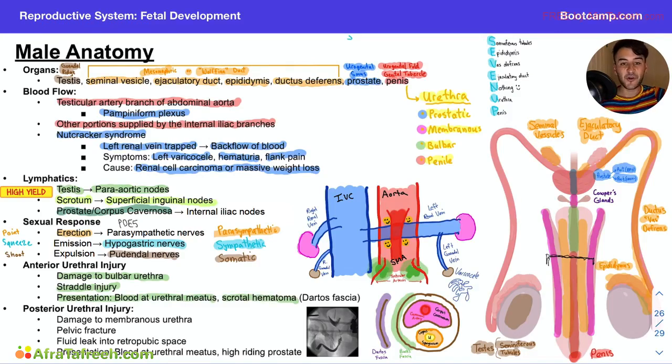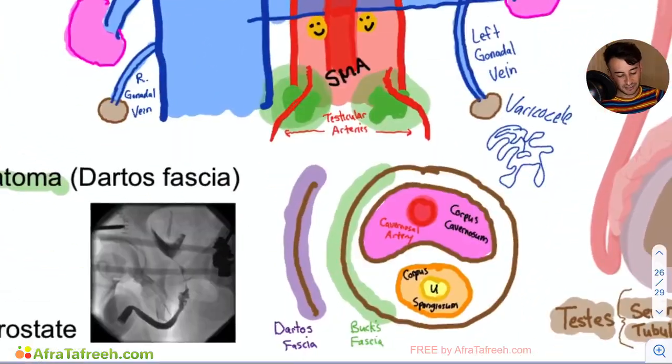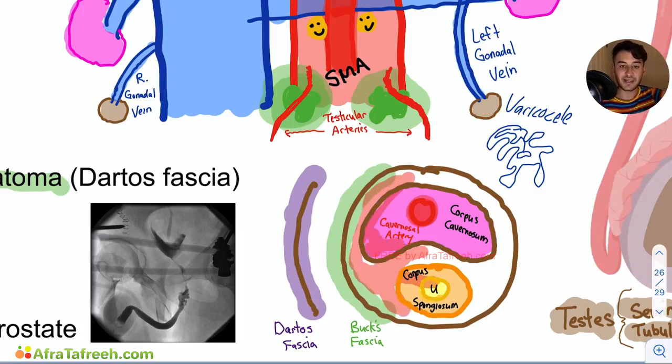Let's talk more about how this happens by looking at our little cross section here of our penis. You'll notice here's our cavernosal artery. It is what supplies blood to our penis, and then we have our urethra, which is covered by our corpus spongiosum. And essentially what happens here is we get trauma, and then that blood is going to start leaking out and filling up this penile cavity, and this penile cavity is lined by Buck's fascia.